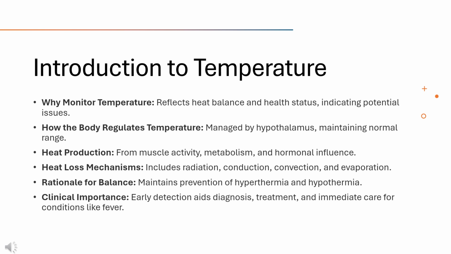So understanding how our body manages its temperature helps us keep it in check and helps to prevent these extreme situations. In clinical settings, keeping an eye on body temperature is crucial because it helps us to catch any imbalances early on. This monitoring is key for diagnosing conditions, checking how well treatments are working, and giving immediate care when it's needed. For example, if someone's temperature is higher than normal, it could be a sign of an infection. That would prompt us to look closer and possibly start some treatment with antibiotics. It's all about being proactive and responsive to what the body is telling us through it.